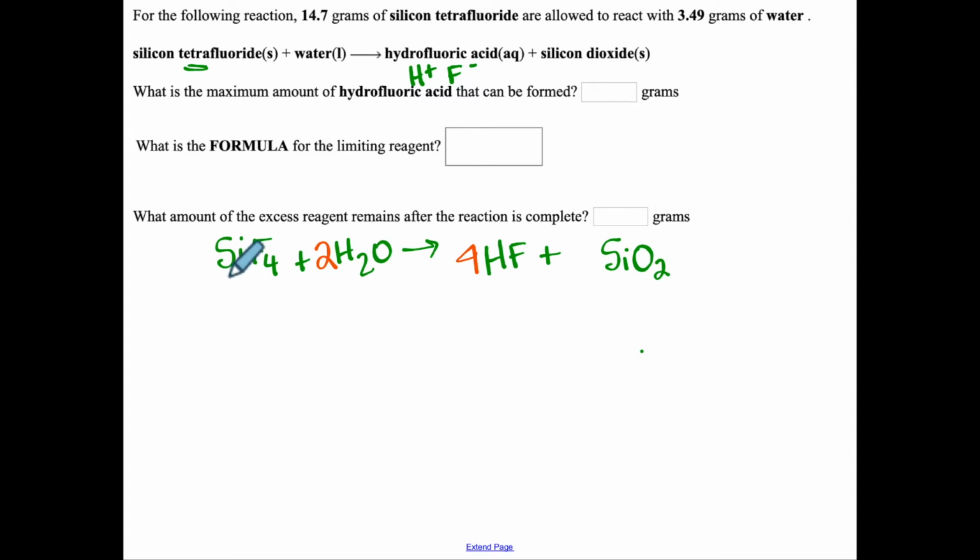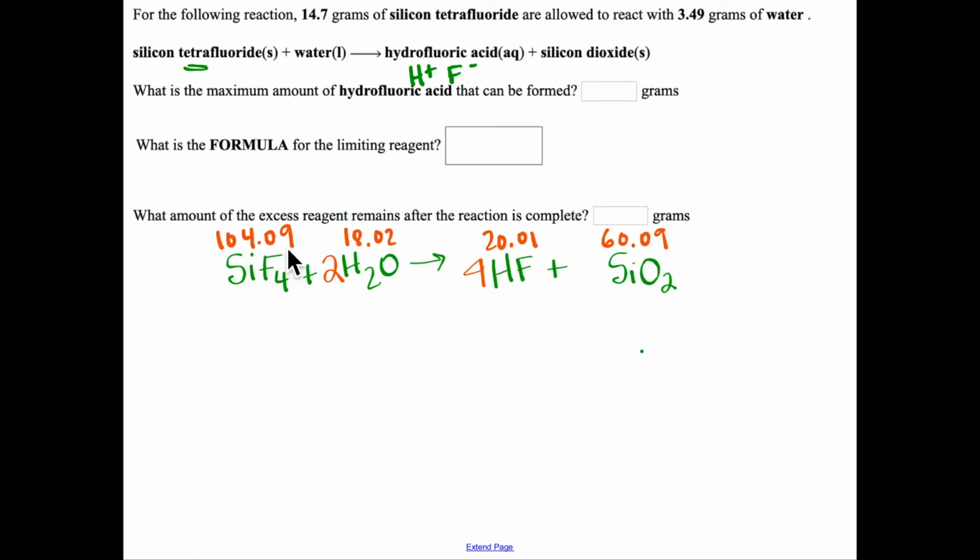You also are going to need to calculate the molar masses of each of these substances. So for example, for silicon tetrafluoride, you would take 28.09, which is silicon's molar mass, plus 4 times 19, which is fluorine's molar mass, to get 104.09 grams per mole. Okay, so I've calculated each of the molar masses for the compounds. And a reminder, those molar masses are in the units of grams per mole.